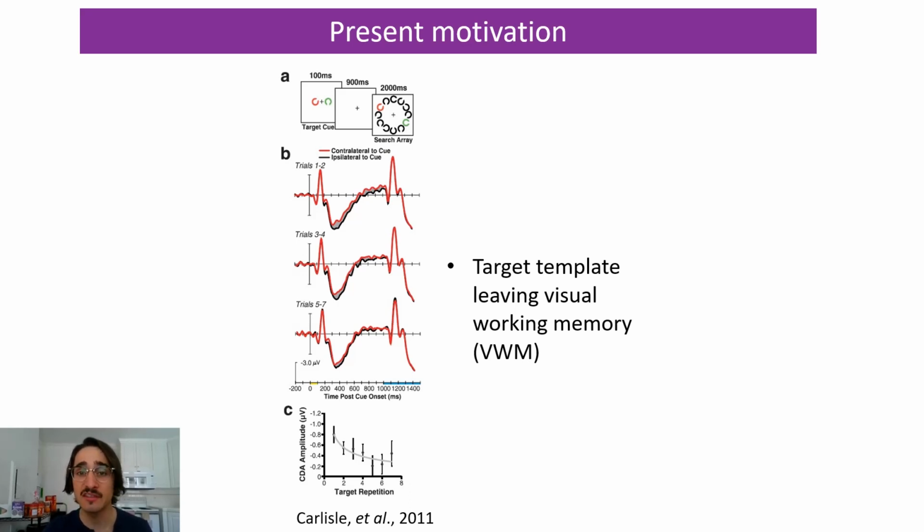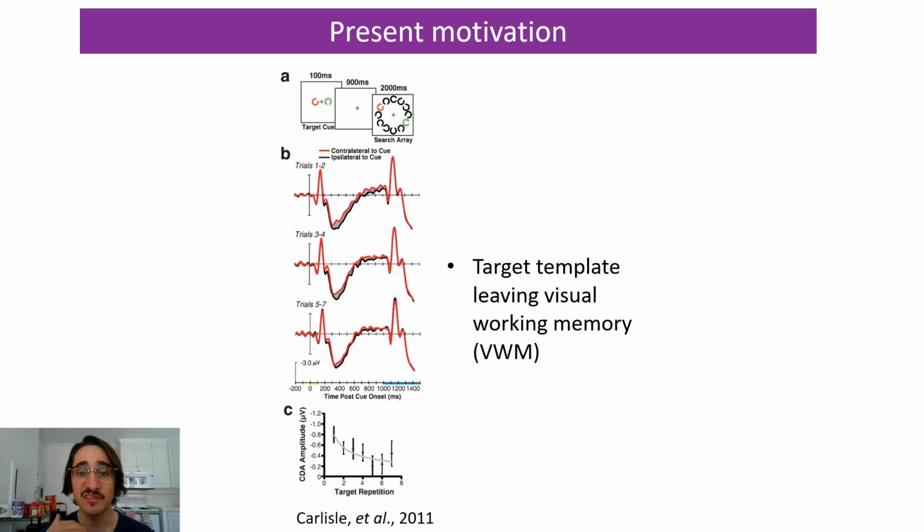We also use the subsequent memory paradigm, which allows you to characterize the processes during encoding that are predictive of later explicit recognition. And this has allowed us to begin to lay to rest an outstanding mystery in the repeated visual search paradigm, which is, does this apparent migration of the target template out of visual working memory actually predict a long-term encoding of that target?